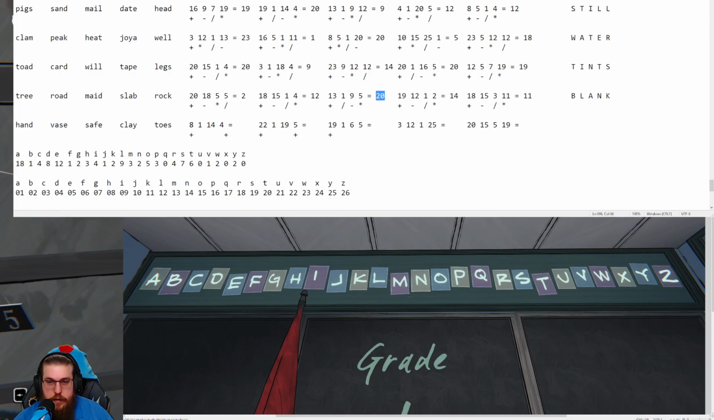So this needs to be 1. So we need to do some other order of the combination here. 13 times 1, divide and minus.